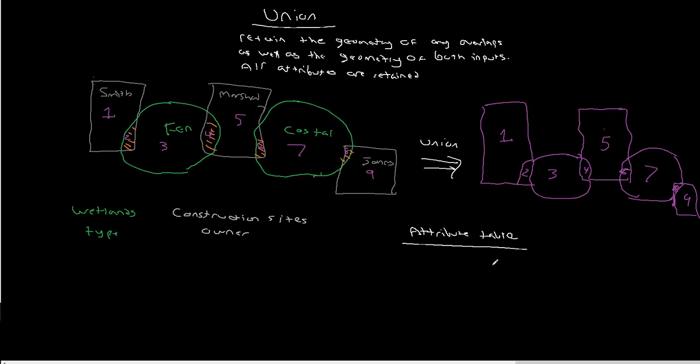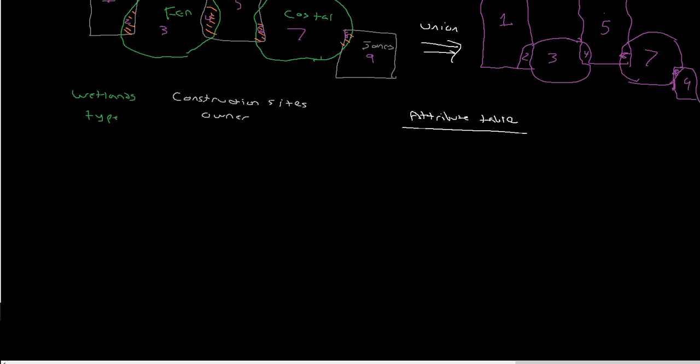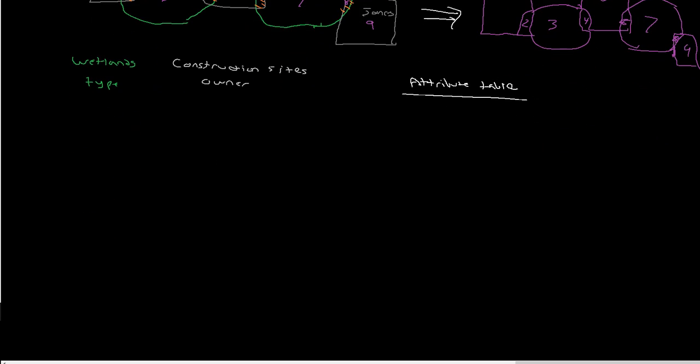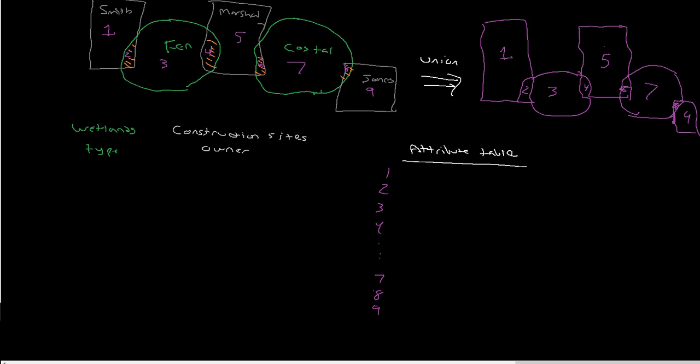The attribute table for this data set is going to look something like this, right? So we have our features in the output data set. So we'll do it just like before. Let's do the first 4, and then we'll skip down and we'll do 7, 8, and 9. Okay. So let's go ahead and get it so we can see everything.